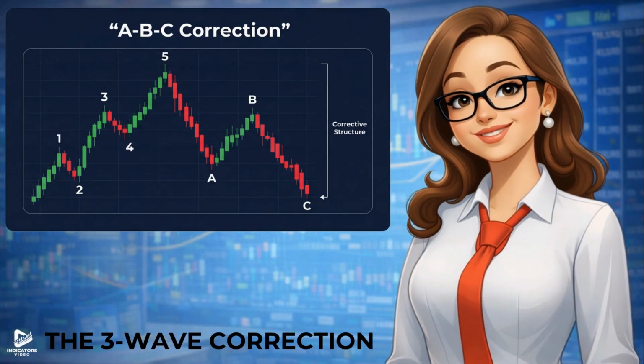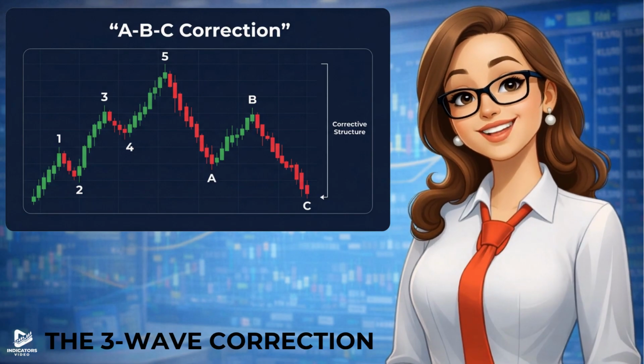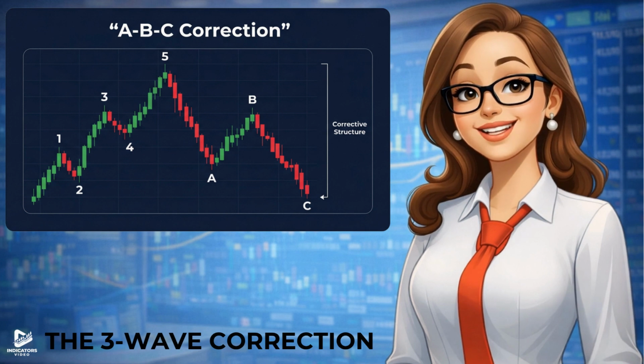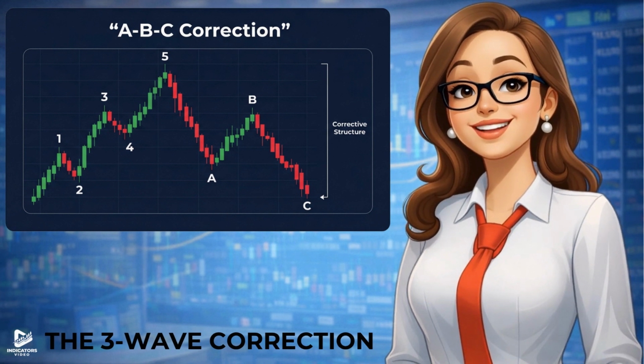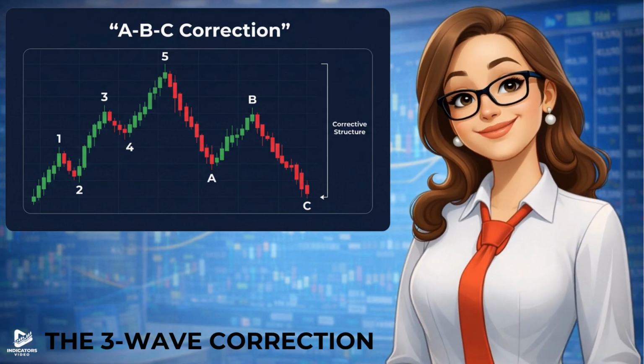After a 5-wave impulse, markets often correct in 3 waves. This is labeled A, B, C. Wave A moves against the trend. Wave B attempts a continuation. Wave C completes the correction. This forms a 5-to-3 structure overall.